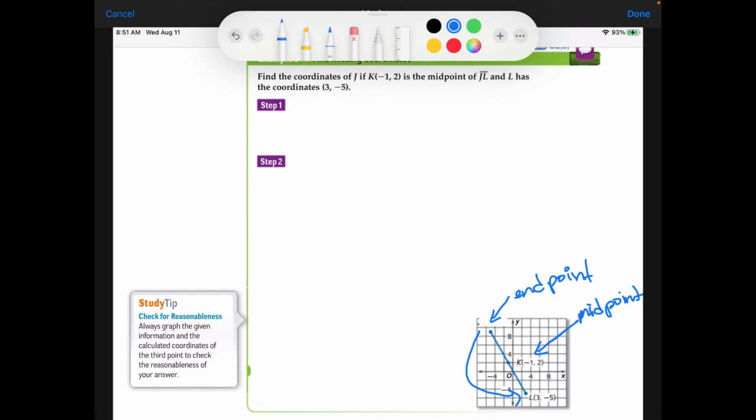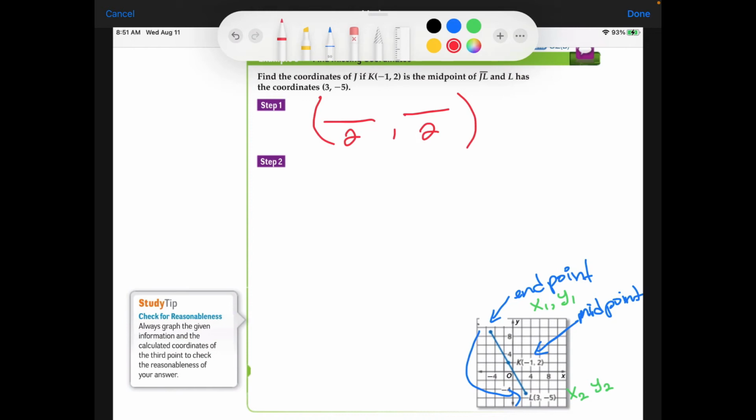So the first step is to substitute the information you are given into the midpoint formula. So remember, the midpoint formula is finding the average of the x values and the average of the y values. So first, let's label our points. I'm going to say that my endpoint at the top here is going to be my x1, y1. And my second point is here at the bottom, L, and I'm going to say that's my x2, y2. Remember, we label first, then we can plug it into the formula. Remember, we always divide by 2.